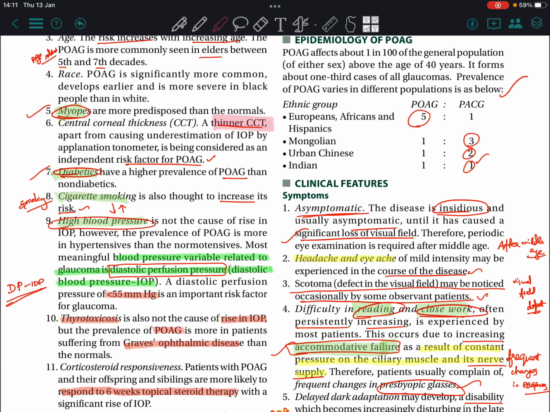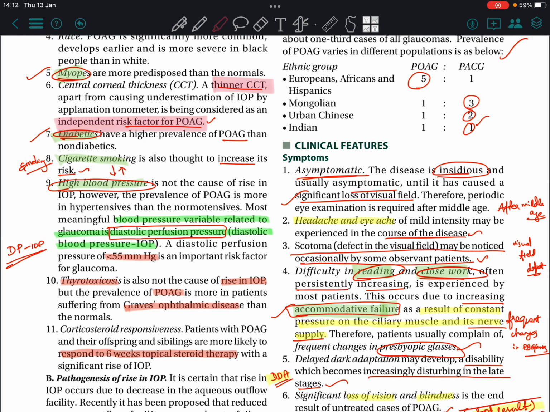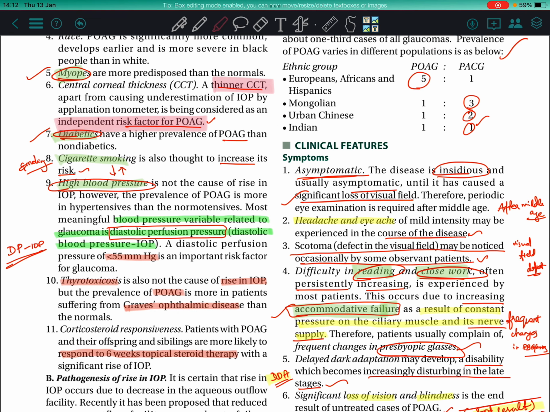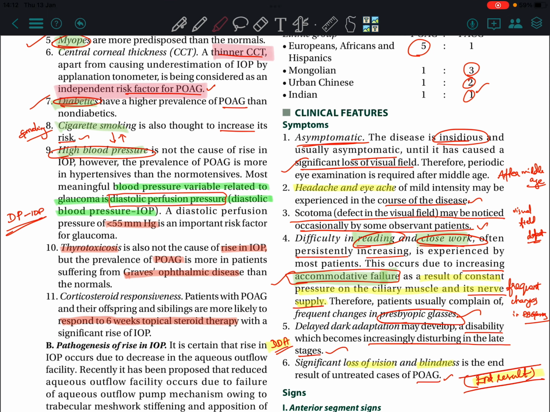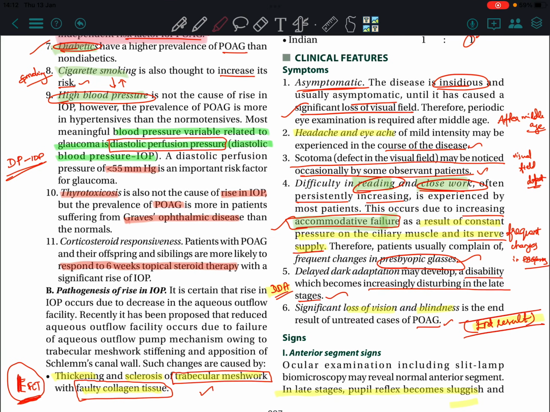Apart from causing underestimation of IOP by applanation tonometer, thin CCT is considered an independent risk factor of POAG. Diabetes has a high prevalence, and cigarette smoking also increases risk. High blood pressure is not the cause of rise in IOP. However, the prevalence of POAG is more in hypertensives than normotensives.